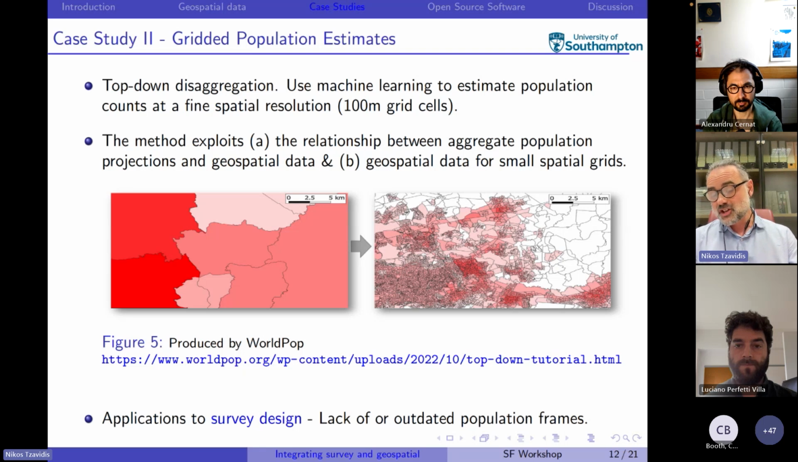Again, this is an interesting application that has found its way in the UK. People have been experimenting with these methods as an alternative way of obtaining at least some preliminary population estimates. And in the countries where these estimates are used, this has applications to survey design because there are countries where there is a complete lack of population frames or they are outdated. So these are used as a proxy population frame in order to design surveys. So this is another example where the use of geospatial data could potentially be interesting also for survey design operations.